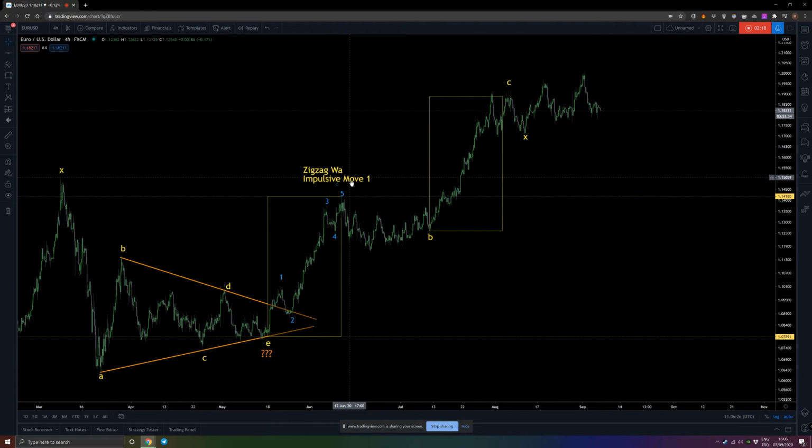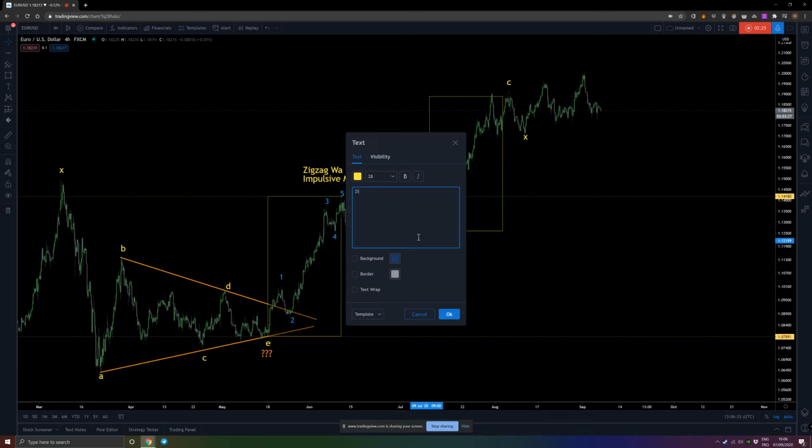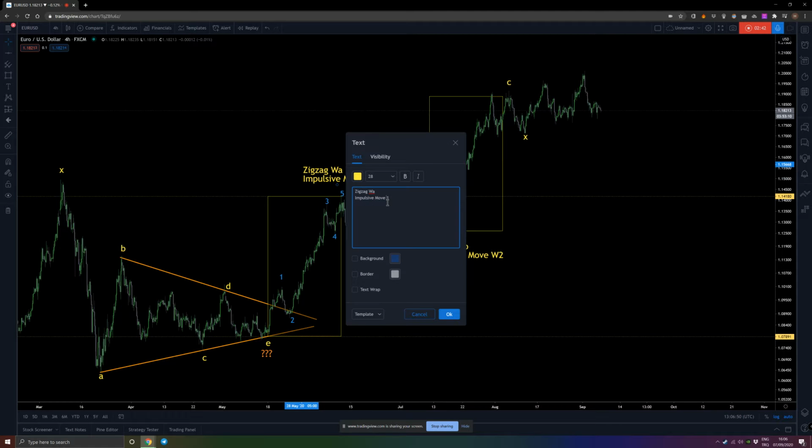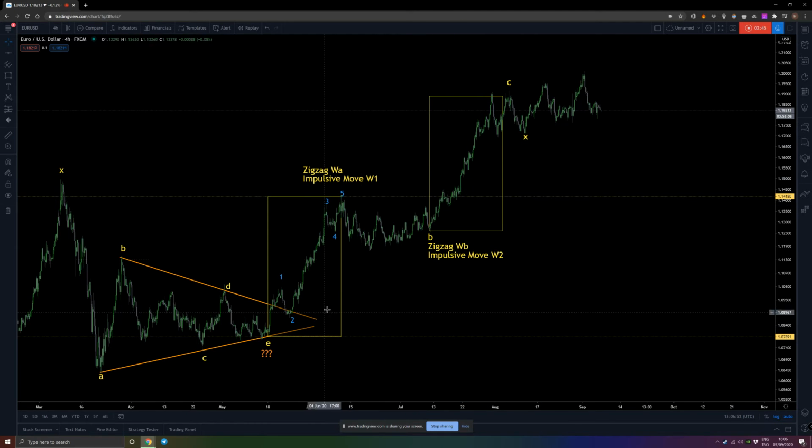If this is an impulsive move, then what I'm calling B can be like this: zigzag wave B, or impulsive move wave 2. These are my options. Let's say like this here as well. If that's the case for me, and this is number 2, I should ask myself a couple of questions.